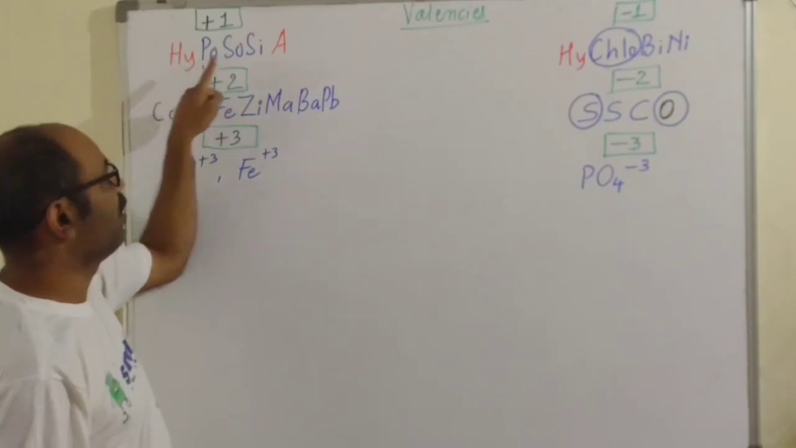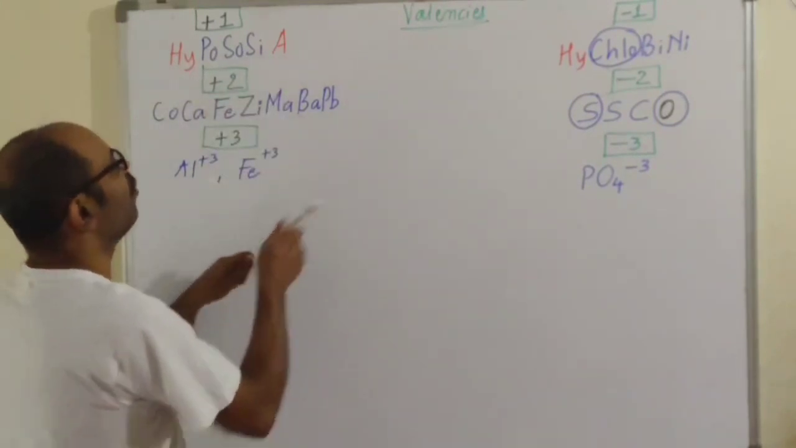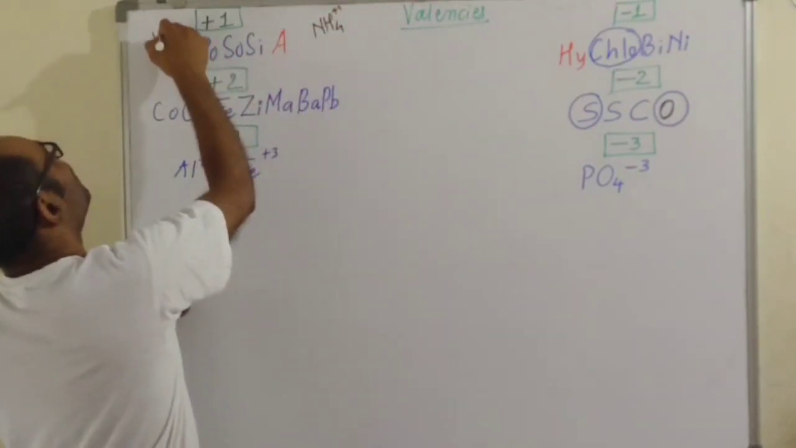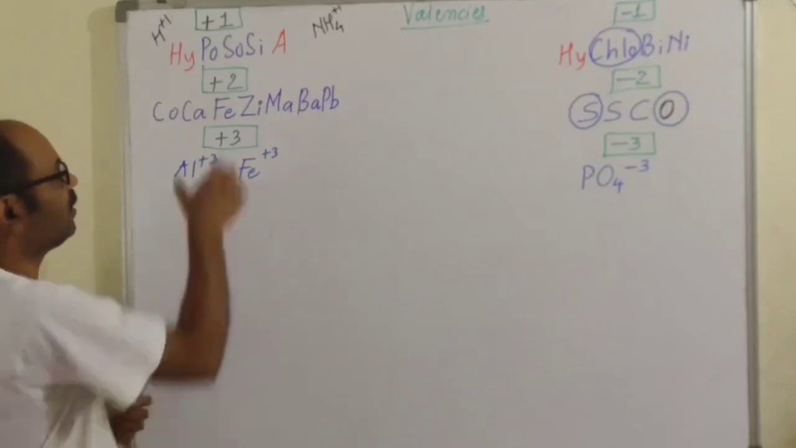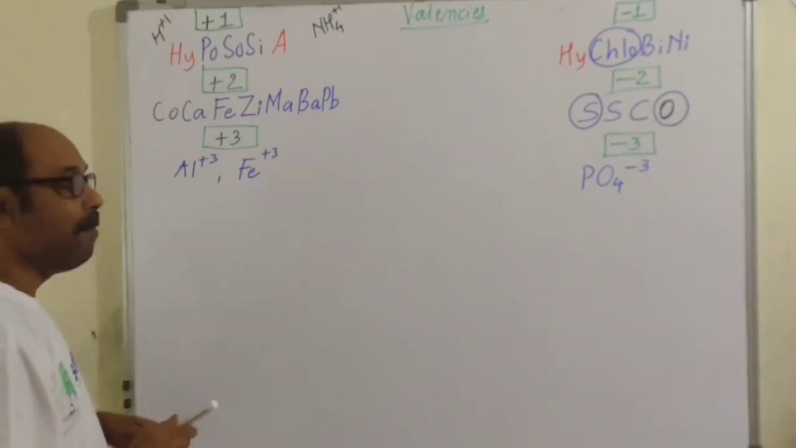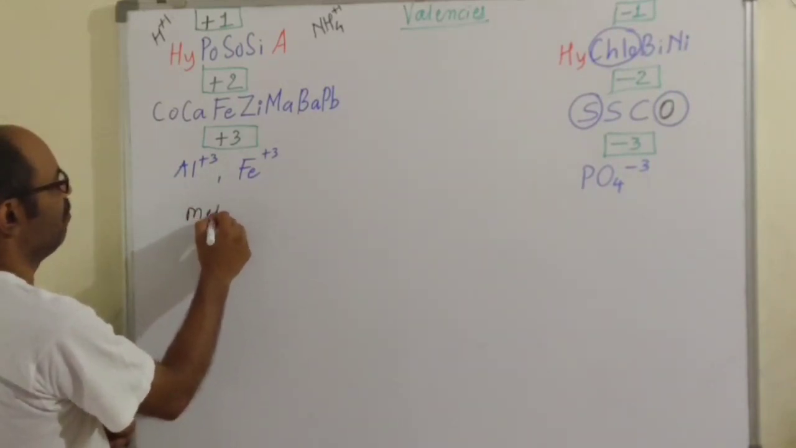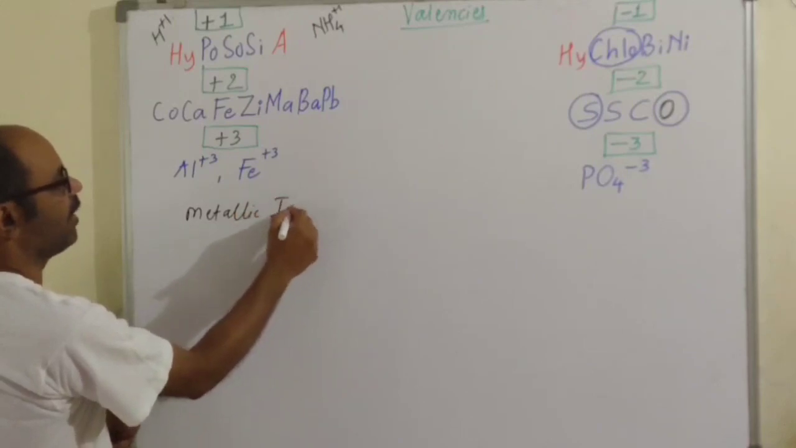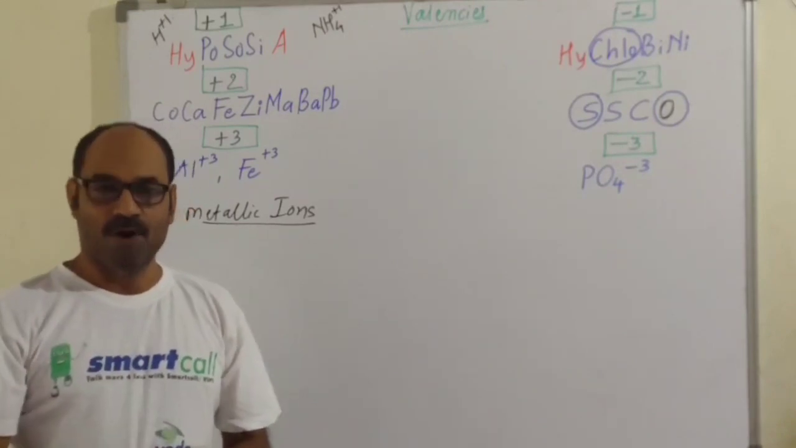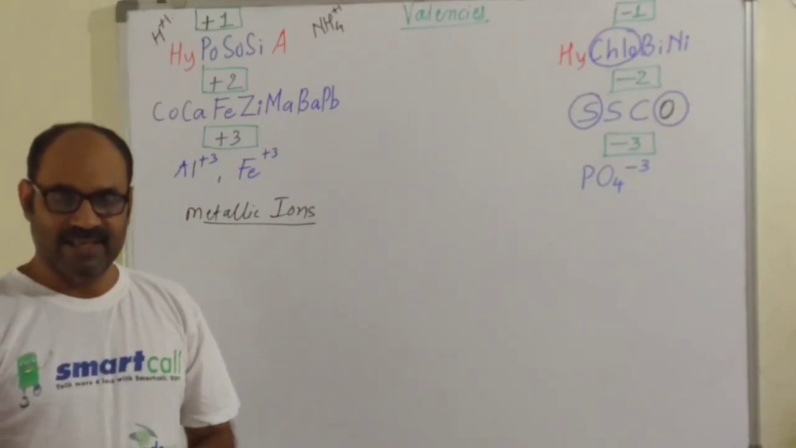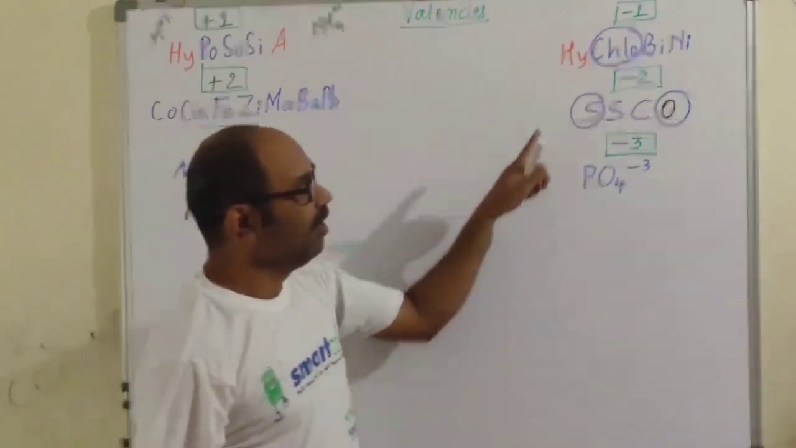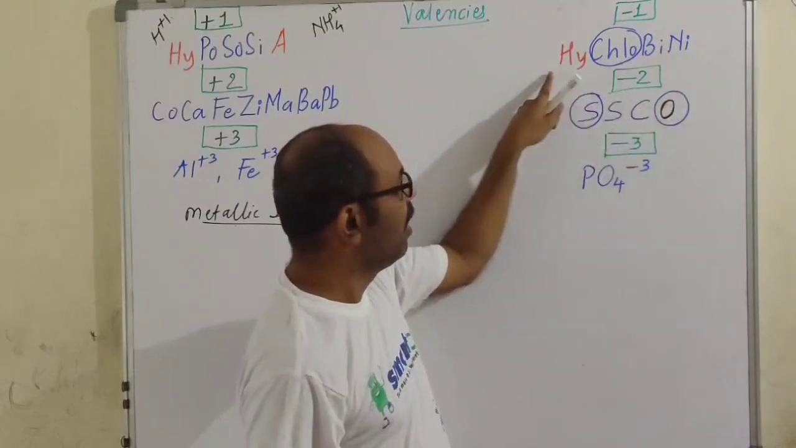Hydrogen and ammonium. This ammonium is a group of atoms, NH4 plus 1. Hydrogen is H plus 1. The rest, all written in blue color, are all metallic ions. And they have a tendency to lose electrons. So they are positively charged ions. Is that clear? Fine. So here the negative ions are there.